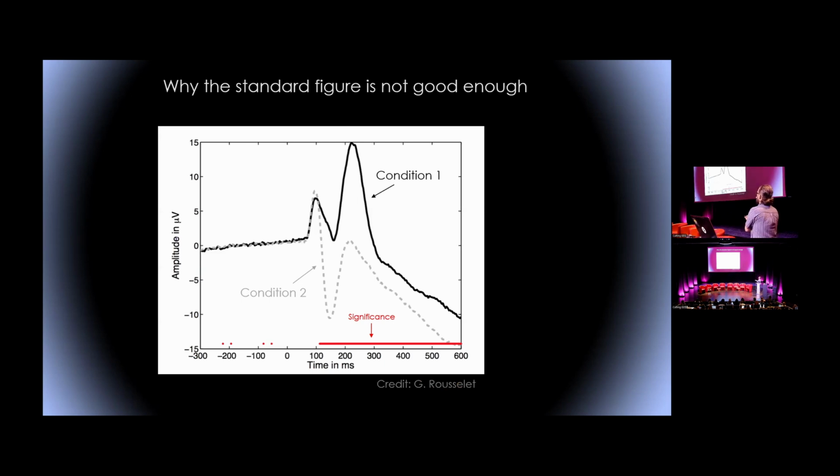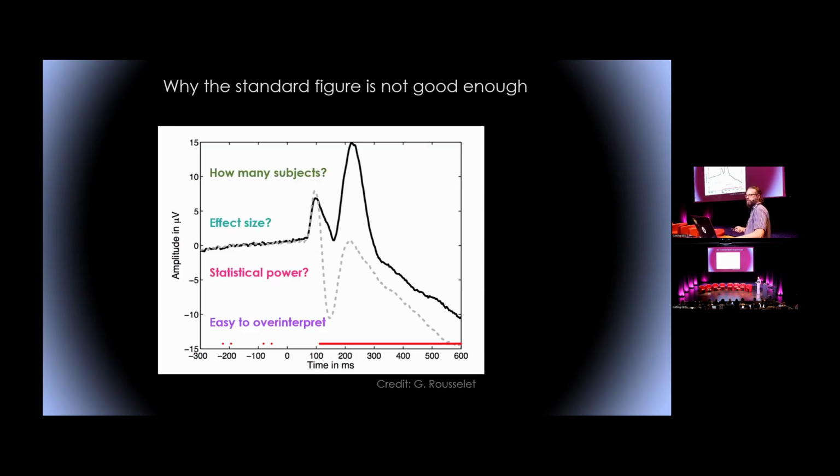So for example, here we have 2 conditions, 1 and 2, and this is a standard way people might be reporting their data. This is the significance between these 2 conditions. Here in this region, they're significantly different, and here they're not, except for here, these small points. The issue with this is how many subjects are here? We don't see it in the figure. What's the effect size? We don't see it either. What's the statistical power? And also, this is easy to overinterpret.